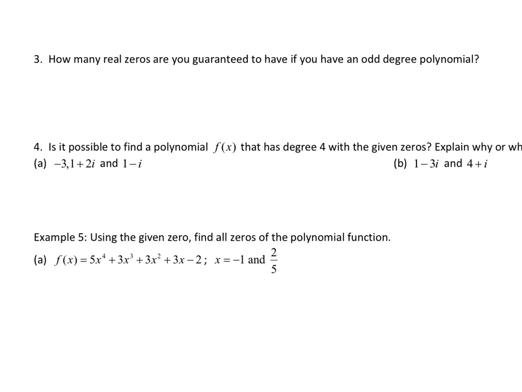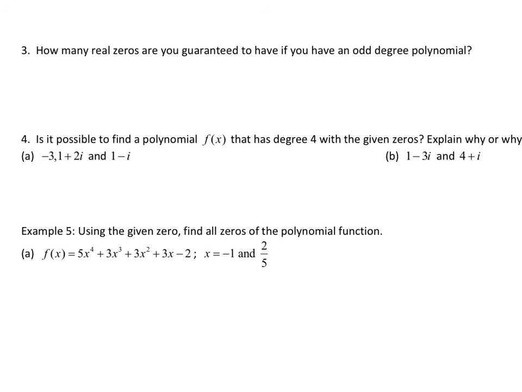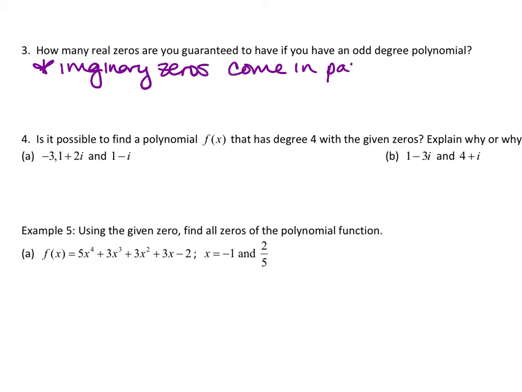Now, question 3 says, how many real zeros are you guaranteed to have if you have an odd degree polynomial? Okay, we just kind of talked about this, but write this down for yourself again. Remember, the imaginary zeros are complex zeros here, a plus or minus bi. They have to come in pairs. So, because if it's a plus bi, you also have a minus bi as a zero. So let's just see how many real zeros we have if we'd have some odd degree polynomial.